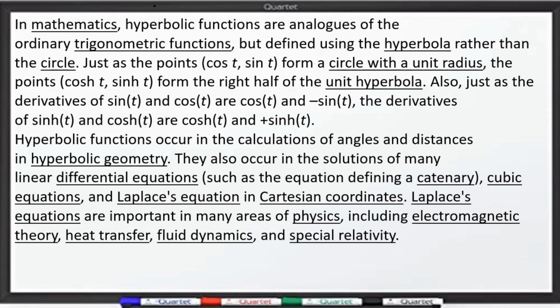Hyperbolic functions occur in the calculations of angle and distances in hyperbolic geometry. They occur in the solutions of many linear differential equations.